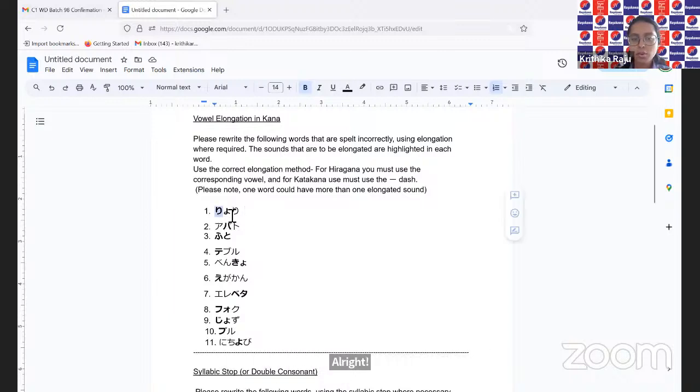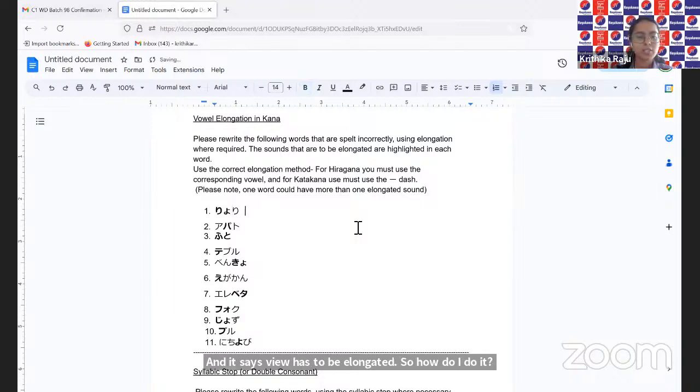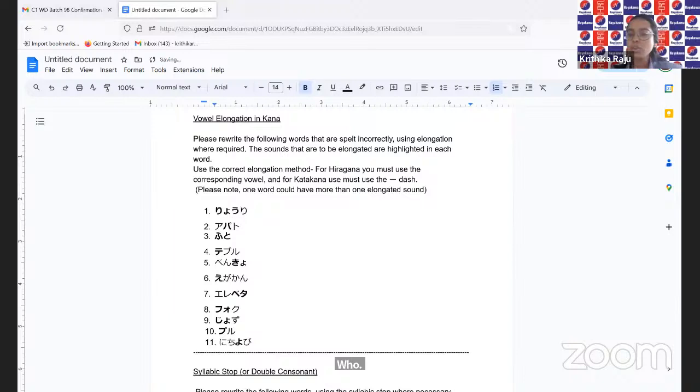Ryori. So this is ryo and it says ryo has to be elongated. So how do I do it? After the ryo sound, since it has the O sound, for elongation, what kana will I use? Very good. So it's ryori. The meanings are there in the original document that I sent across to you all. What is the meaning of ryori? Food, cooking. Yes, it's a noun. Cuisine. It has all of these meanings.